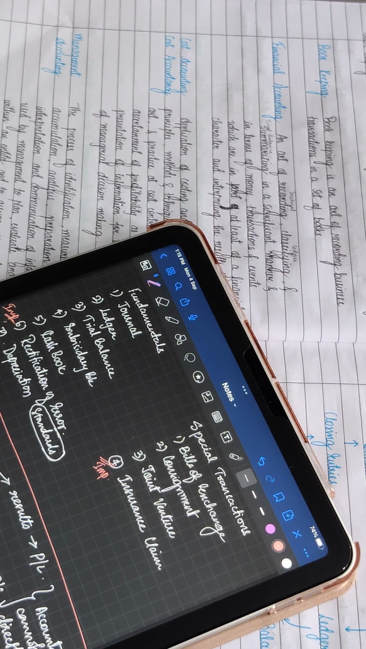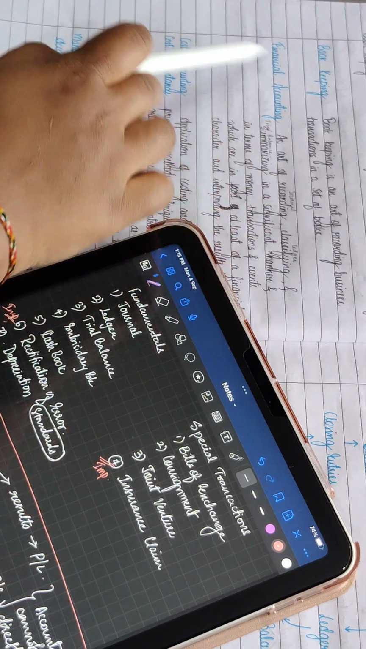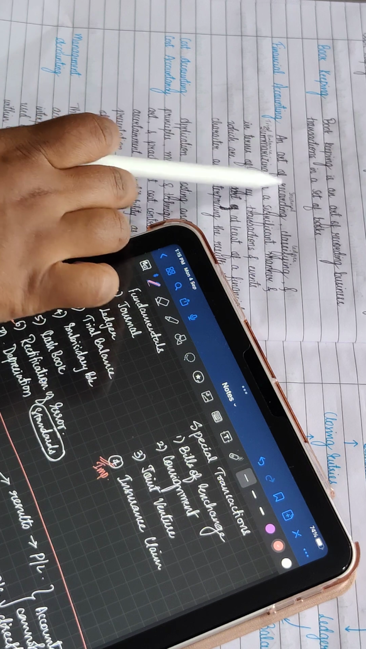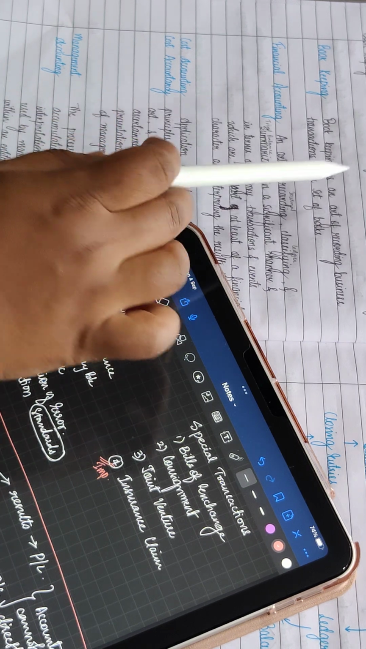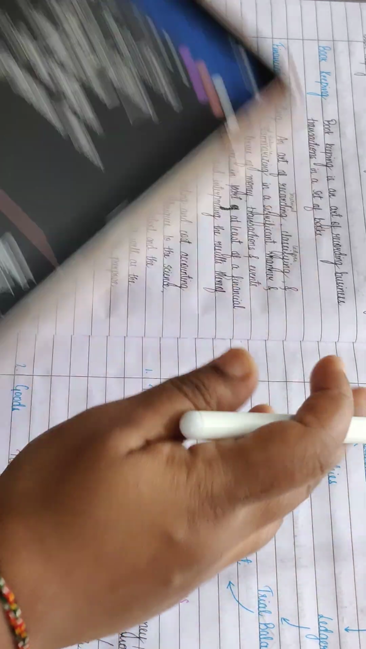Next one is financial accounting. Bookkeeping is a part of financial accounting. Okay. What is financial accounting? An art of recording, where we record in journal, classifying and summarizing.